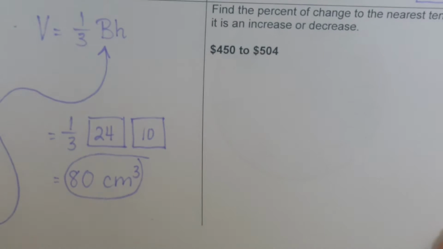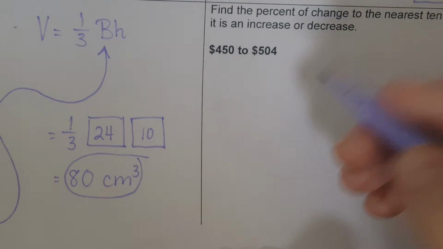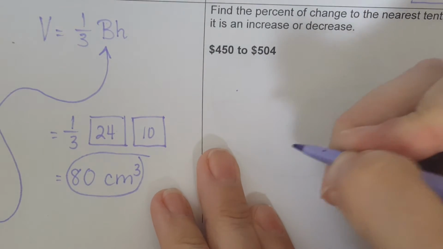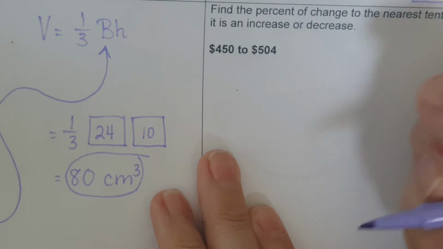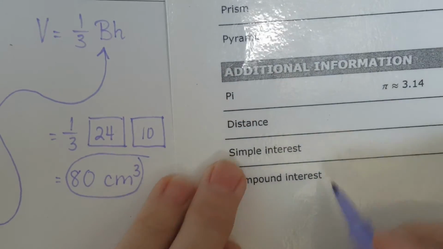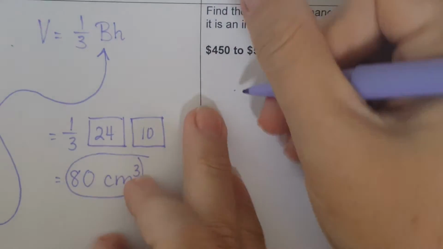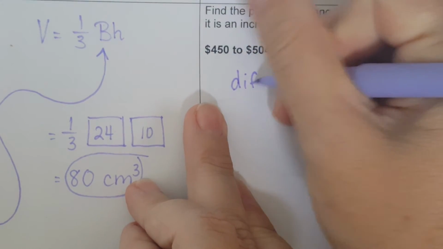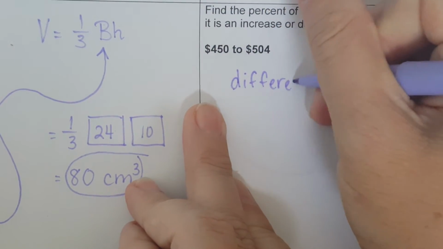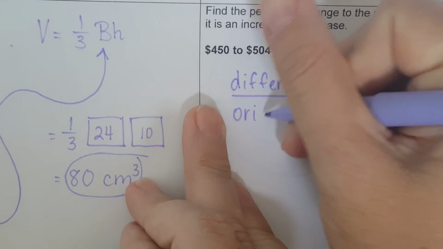Next question. Find the change to the nearest tenth and state whether it's an increase or a decrease. So I have to remember on this one that formula that is not on our math chart. I wish it was down here. I wish on our math chart it said difference divided by the original amount, but it doesn't. We're just going to have to remember that. So difference divided by the original amount.